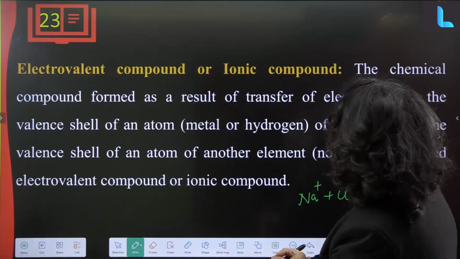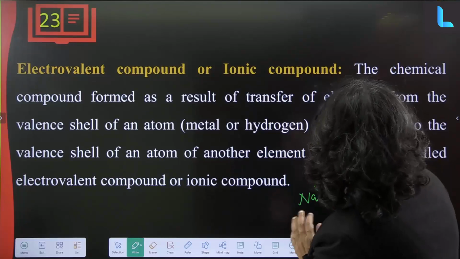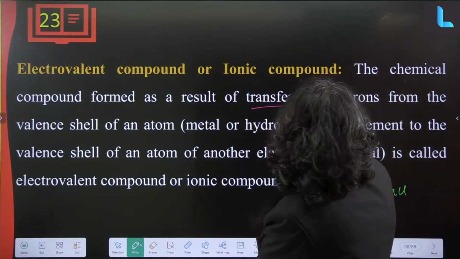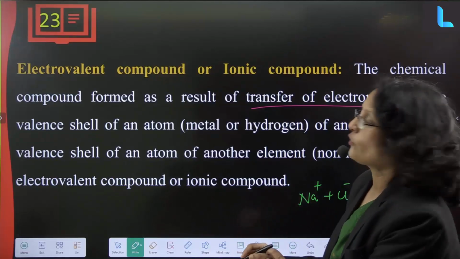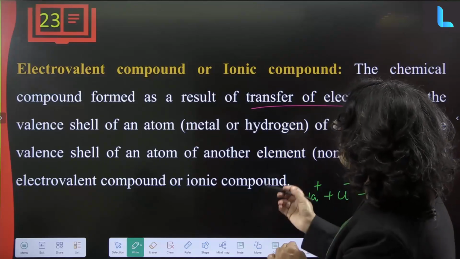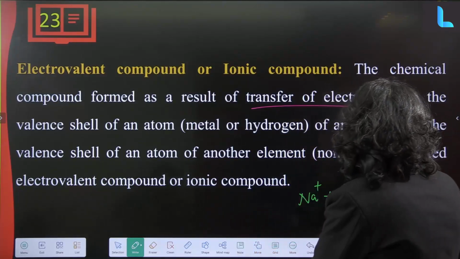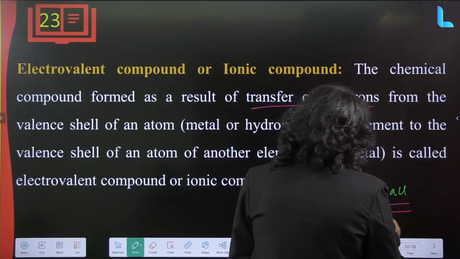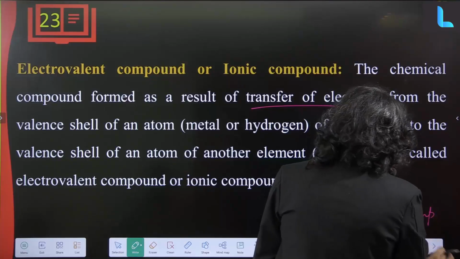Now electrovalent compound or ionic compound: the chemical compound formed as a result of transfer of electrons. We have seen just now sodium is losing an electron, chlorine is accepting an electron. This is called transfer of electron from the valence shell of an element to the valence shell of another element. It is called electrovalent compound or ionic compound. So here an ionic compound is obtained. Sodium chloride is an ionic compound.